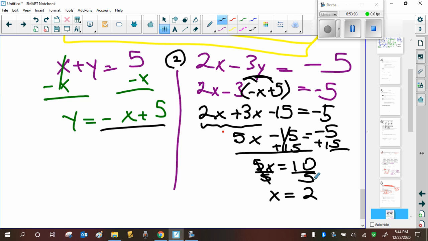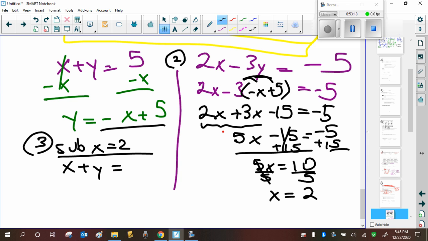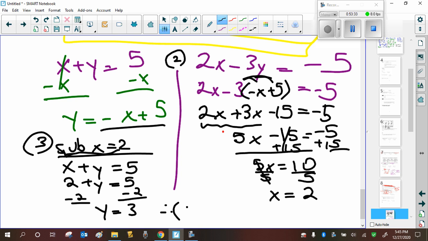x equals 2. And then you sub x equals 2 into the other equation. Sorry, in either equation. Which one? Purple. It's very easy, this one. So I'm going to choose this one. Wherever I see an x, I put a 2. And then I solve for y by subtracting 2 on both sides. What does that leave? That leaves y equals 3. Therefore, (2, 3) is the solution.